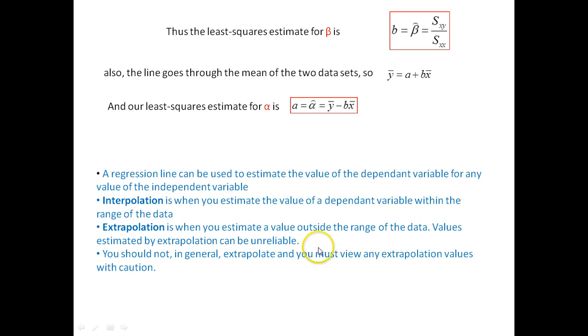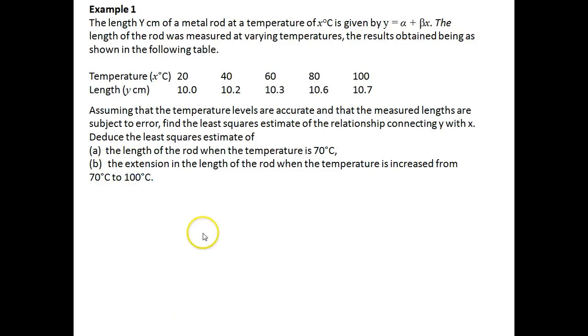Extrapolation is when you estimate a value outside the range of data, and values estimated by extrapolation can be unreliable, and you should not in general extrapolate, and you must view any extrapolation values with caution. So those are two bits of information you need when you're answering questions.